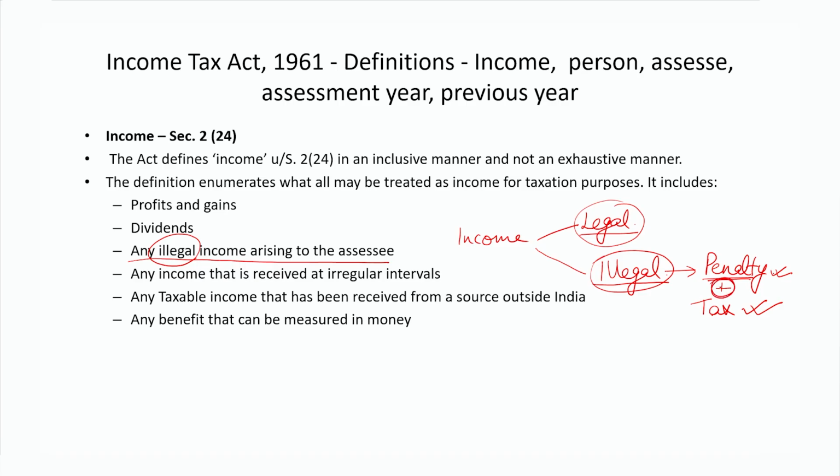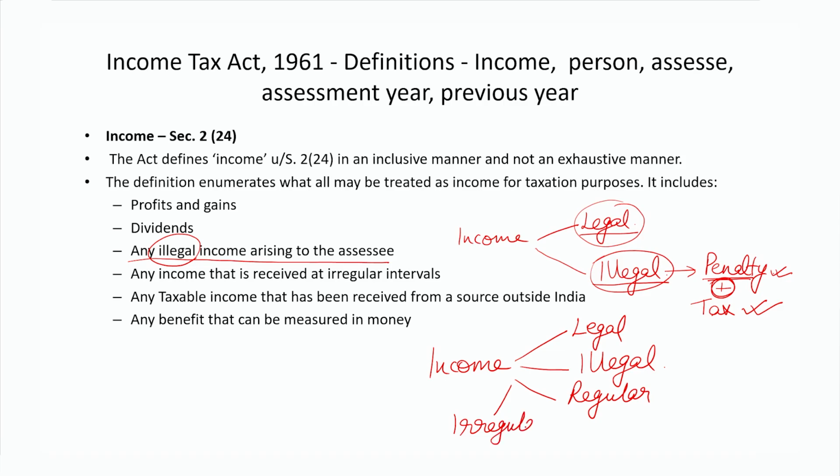And therefore, when we look at the concept of income, we are not bothered about whether your income is legal. We are not bothered whether your income is illegal. We are not bothered whether your income is a regular income, right? We are not bothered whether your income is an irregular income. So what is this regular and irregular income?